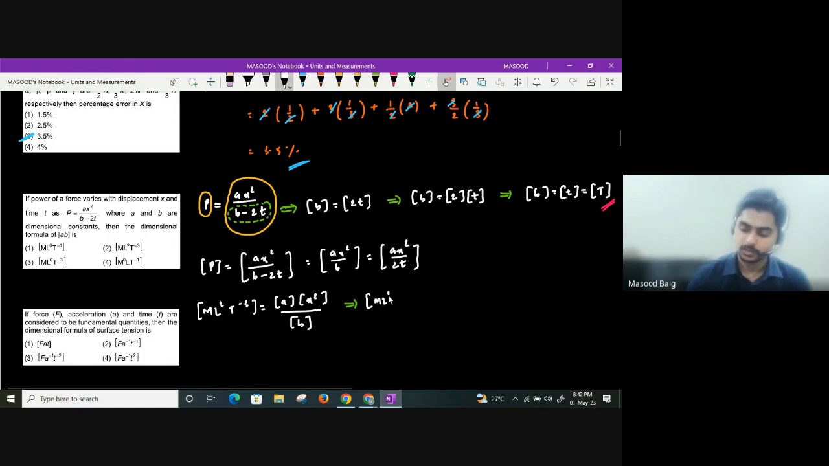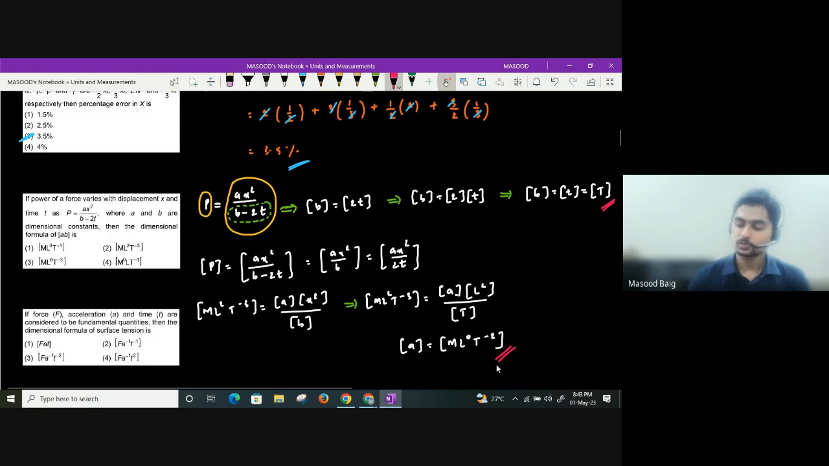ML square T power minus 3 will be equal to, what are dimensions of a I need to find? X is what beta? Displacement. Displacement is a measure of length. So displacement will have dimensions L, displacement square will have L square. B has dimensions of T again. Just now we have got. So what will be dimensions of A beta? You will get it as M L naught T power minus 2.